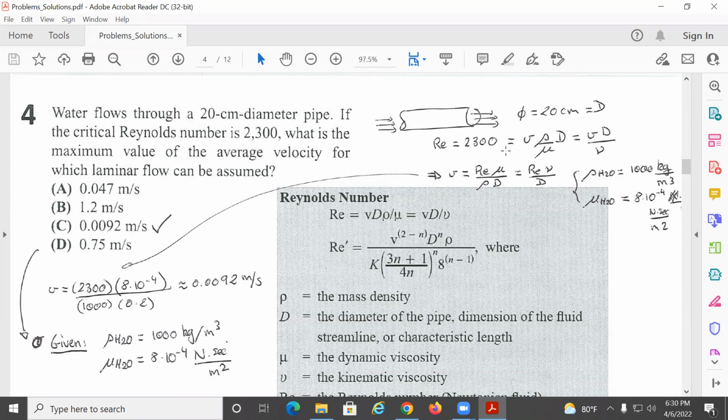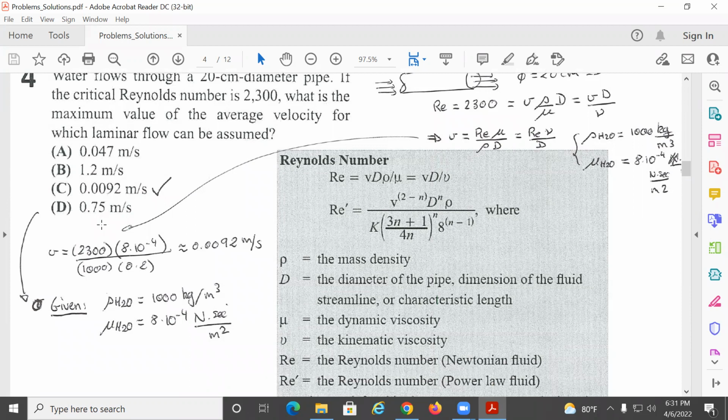So basically, the Reynolds number equation will be the velocity times density times d divided by mu, which is the equation given over here. Or if you simplify mu over density, that's the kinematic viscosity, so you get velocity times diameter divided by viscosity. In this problem, we need to know the density of the water, as well as the dynamic viscosity of the water, which would be this ratio here.